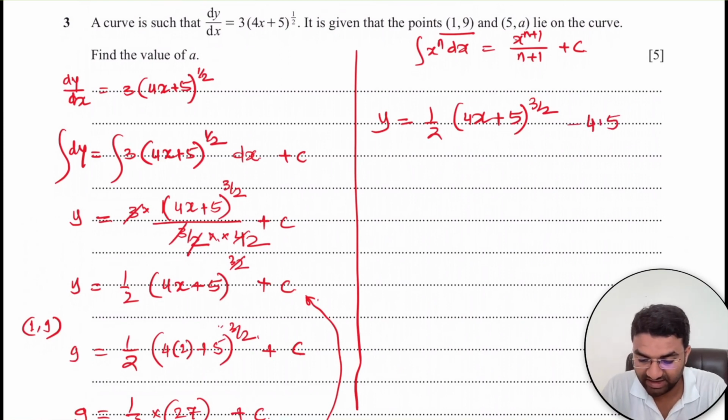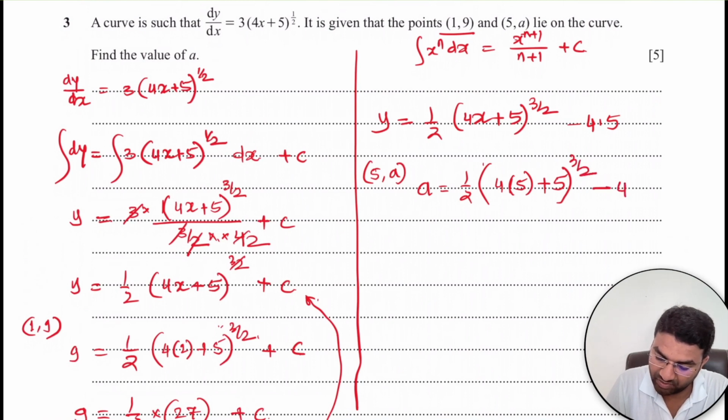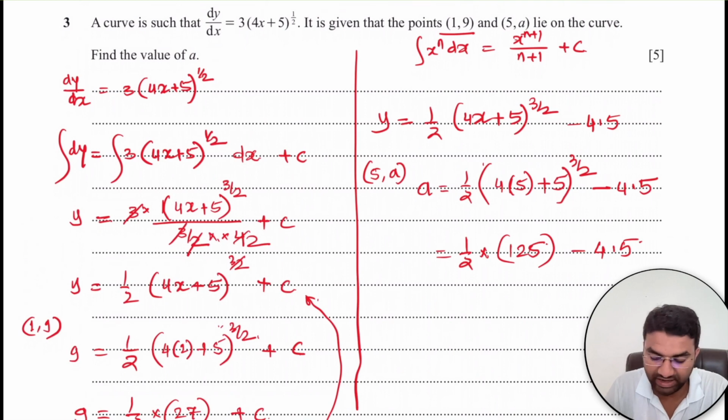Fine. Then next you have to find a, right? So substitute (5, a) in the given equation. So a is equal to 1 upon 2 times (4 times 5 plus 5) raised to 3 by 2, minus 4.5. Then 1 upon 2 times, now 4 times 5 is 20, 20 plus 5 is 25, and the square root of 25 is 5. 5 cubed is 125. So minus 4.5, and if you do the simplification you will get 116 divided by 2. So the value of a is basically 58.